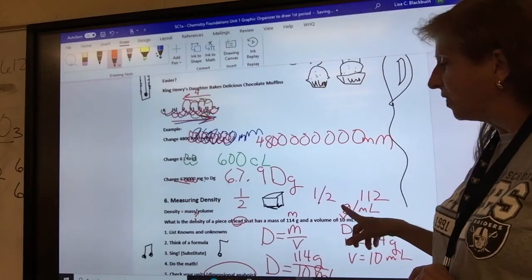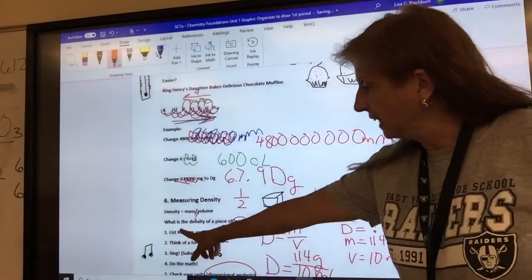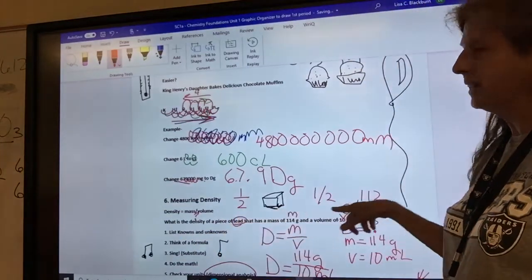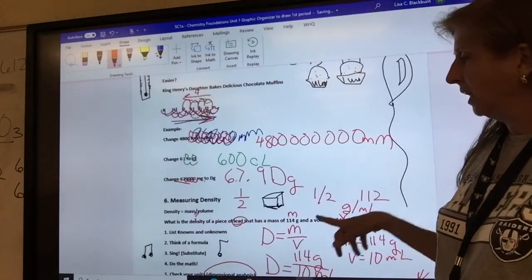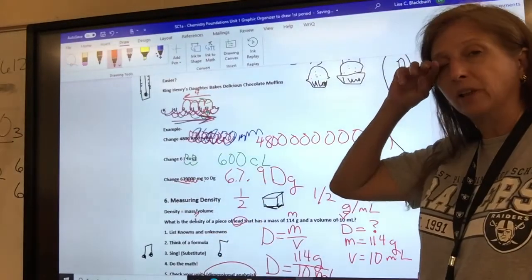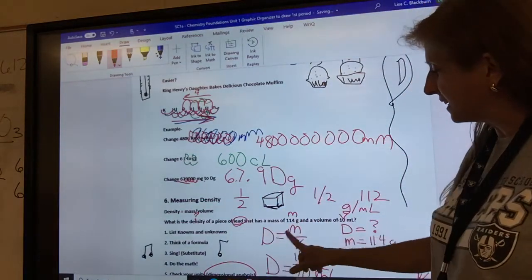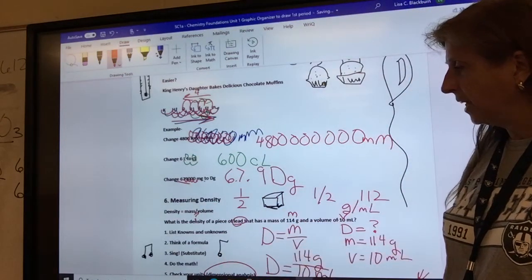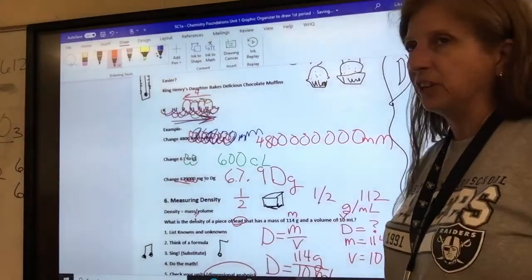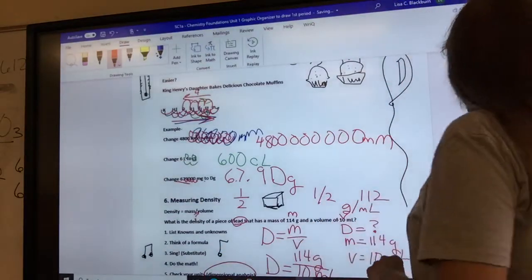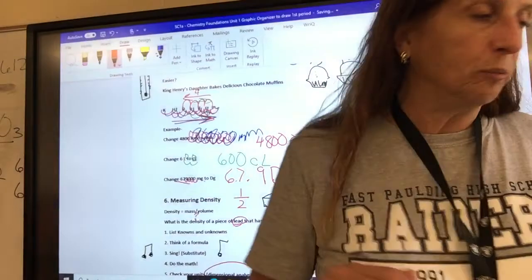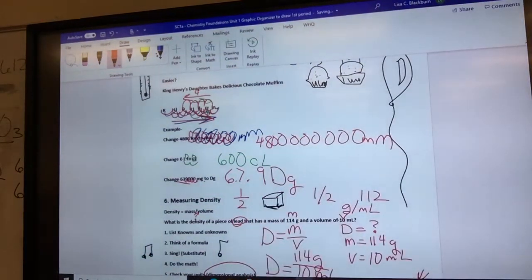So now, the next thing we do is we list our knowns and unknowns, and how we did that was by annotating. Number 2, we think of a formula. Do we know a formula for density? Oh, yes, we do. It's density equals mass over volume. Next, you're going to substitute into that formula. Let me roll this up, and I'll tell you what I mean by singing.